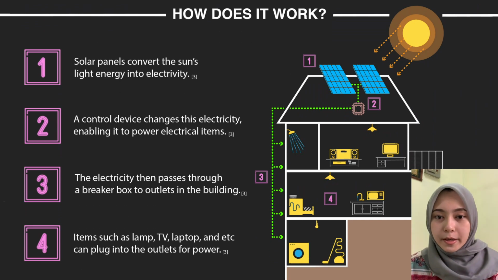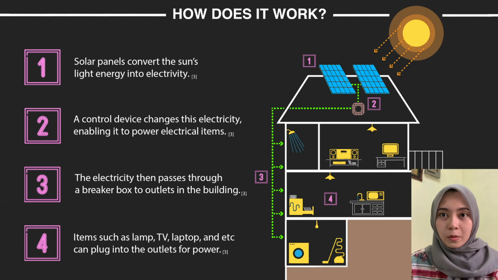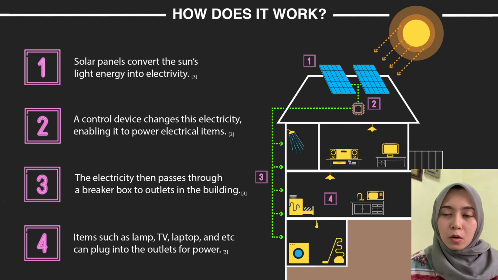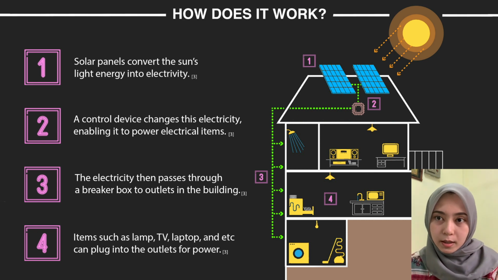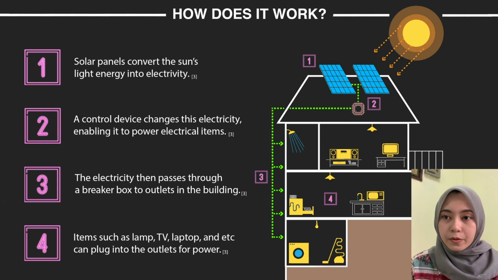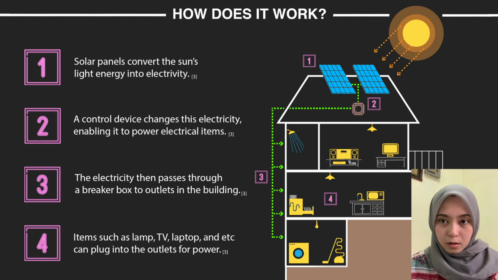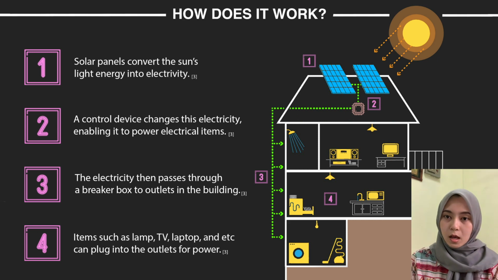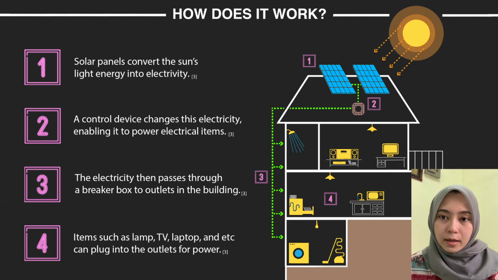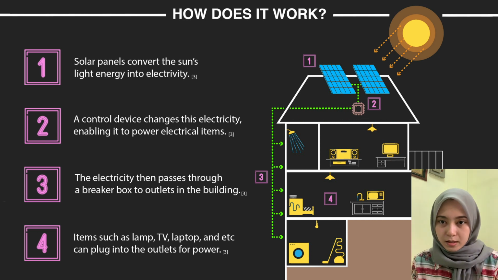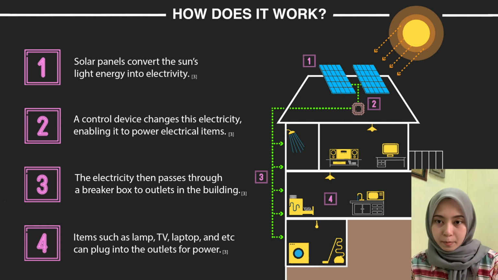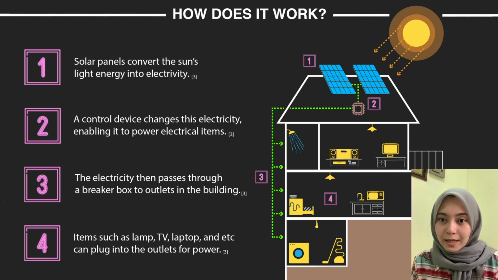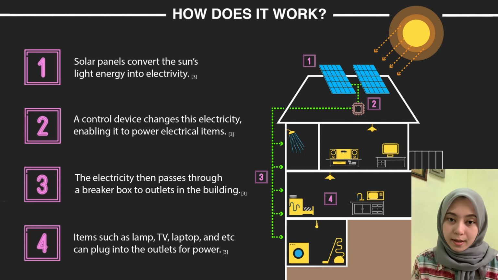Today I'm going to explain about the operation of solar power. How does it work? Solar power works by converting light from the sun into electricity. This is then fed into a solar inverter which converts the DC electricity from your solar panels into AC electricity. Third, the electricity is then passed through a breaker box to the outlets in the building. Lastly, items such as lamp, TV, laptop and others can plug into the outlet for power.